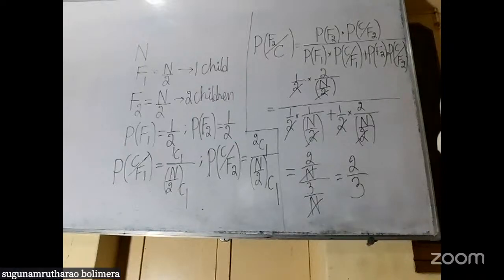Choose a coin at random and toss it. And it comes up heads. What is the probability that the other face is tails?